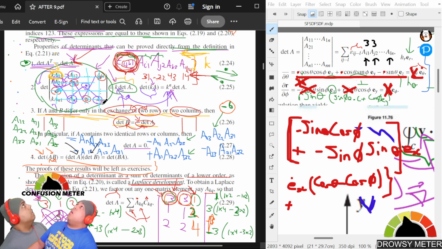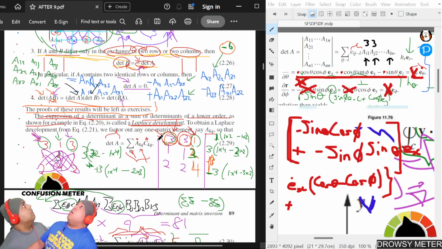If A and B differ only in exchange of 2 rows or columns, you add a negative sign. If A contains 2 identical rows or columns, the determinant is 0. The determinant of a product of 2 matrices is commutative: the determinant of AB is the same as the determinant of BA, and is also equal to the determinants of A and B separately multiplied.